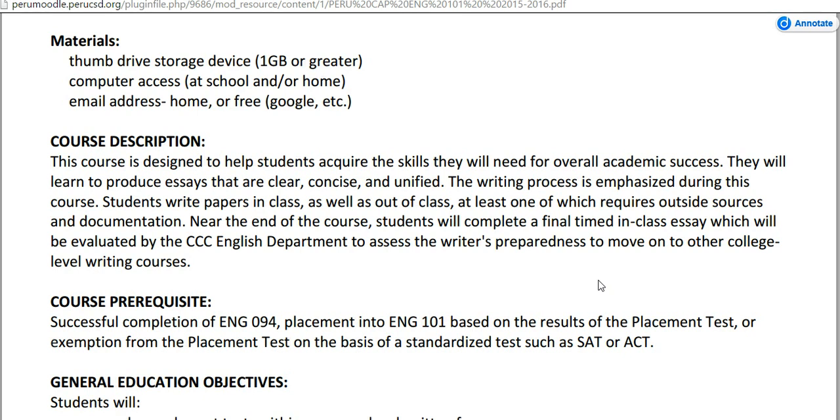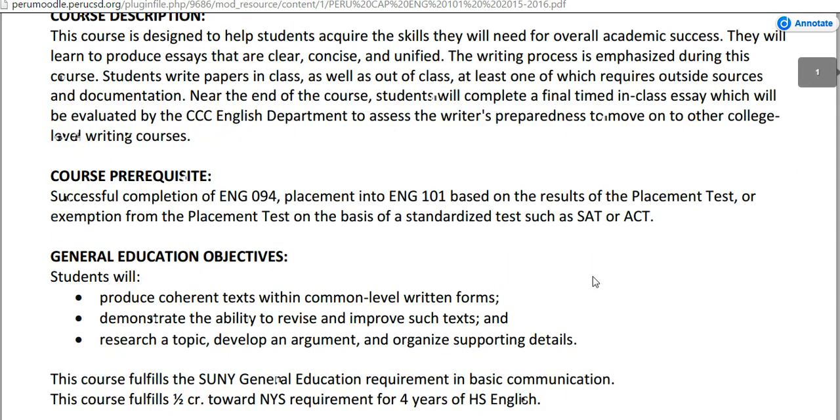Students write papers in class as well as out of class, at least one of which requires outside sources and documentation. Near the end of the course, students will complete a final timed in-class essay, which will be evaluated by the Clinton Community College English Department to assess the writer's preparedness to move on to other college-level writing courses. You placed in this course either through your SAT, ACT, or the placement test.